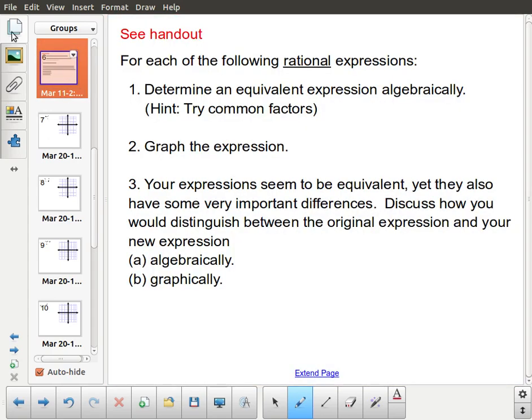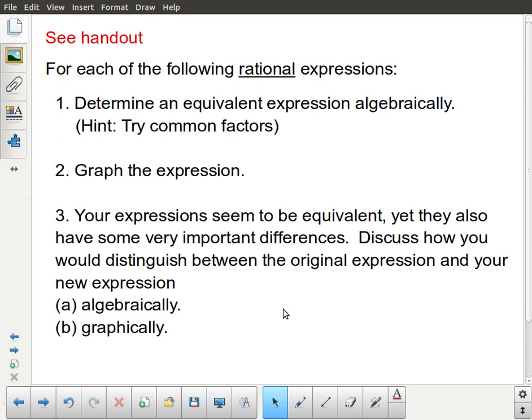So to do that, where we're going to start is going to be, I have a handout, it's available on the web page, I'll be distributing it to the class. And in this handout, we have a number of rational expressions. So if you're wondering what that means exactly, I'm going to explain that to you in just a moment.